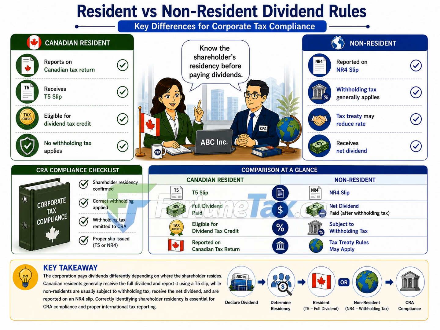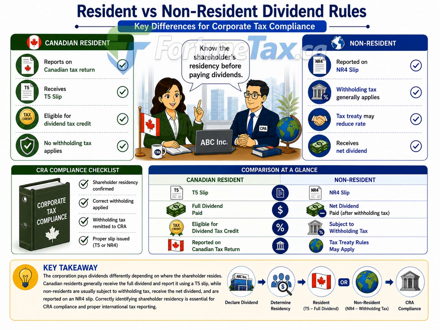It's also important to remember that Canada's tax treaties with many countries may reduce the withholding tax rate before applying a reduced treaty rate. However, the corporation must confirm that the shareholder qualifies for those treaty benefits and maintain appropriate supporting documentation. From a compliance perspective, corporations should always follow a simple checklist before paying dividends.